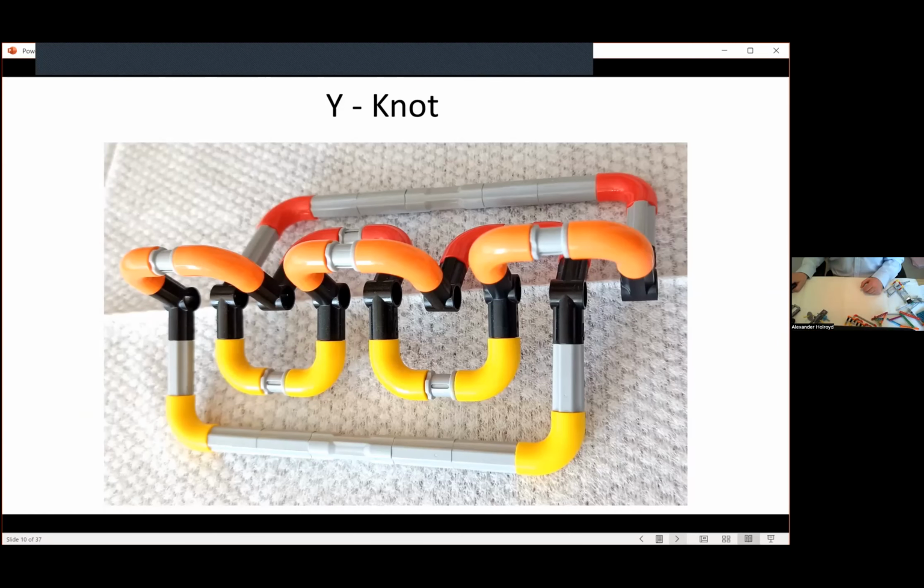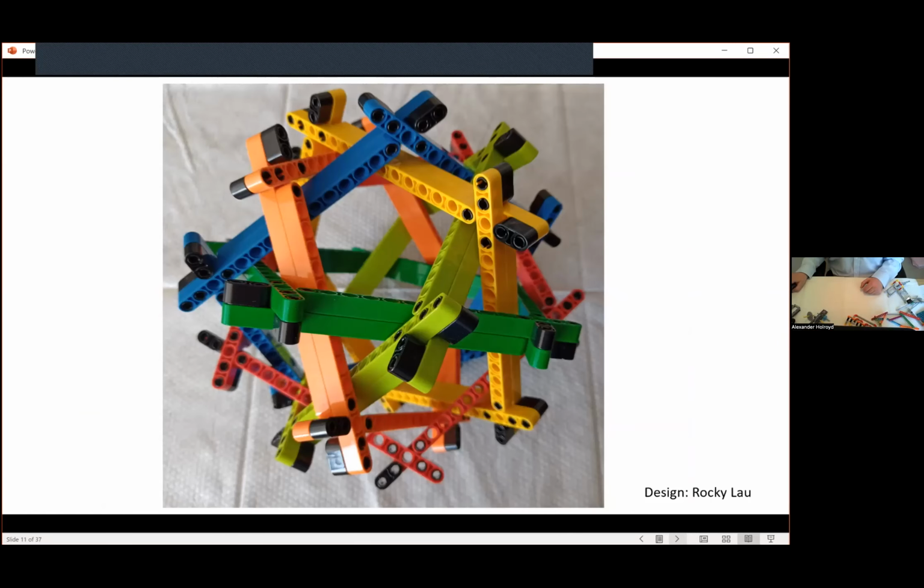That's the knot that I told you about. So what about sculptures in 3 dimensions? Here is a very nice design by a gentleman called Rocky Lau. It's a compound of, I guess, 6 pentagons arranged in a very beautiful symmetrical arrangement. And each pentagon is just 5 separate pieces, held together by tension. It's very beautiful.